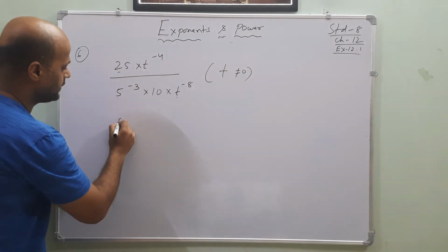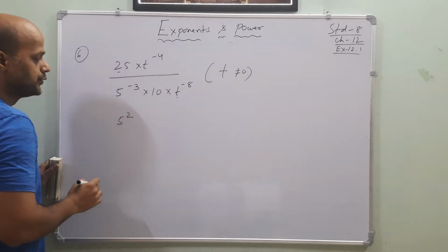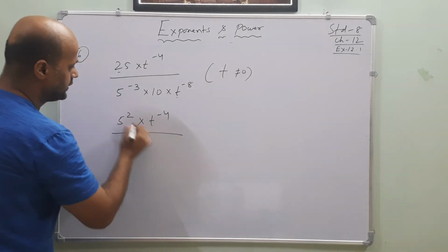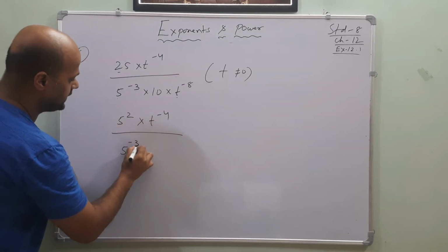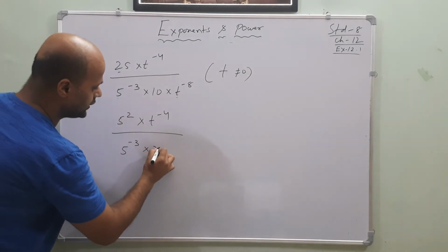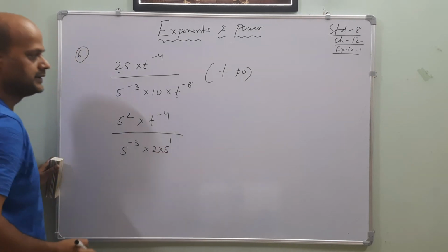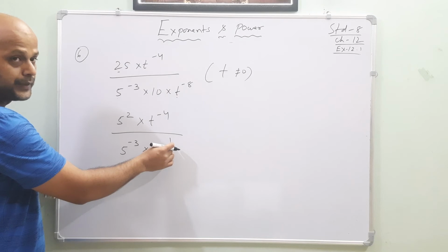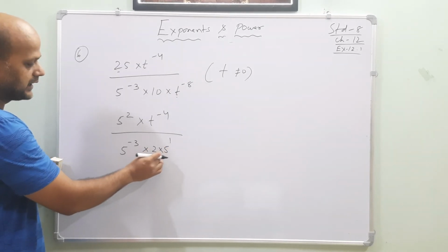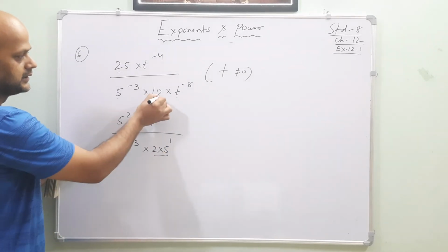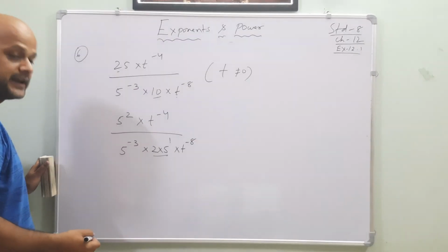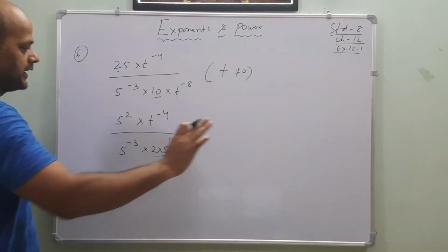So 25 is whose square? 5 power of 2 is equal to 25, into t power of minus 4. Next, 5 power of minus 3 into 10, which is 2 into 5 power of 1. Yes or no? 2 fives are 10. Anything power of 1 is equal to that number only. That's why I wrote it this way, into t power of minus 8. Now, separate everything.